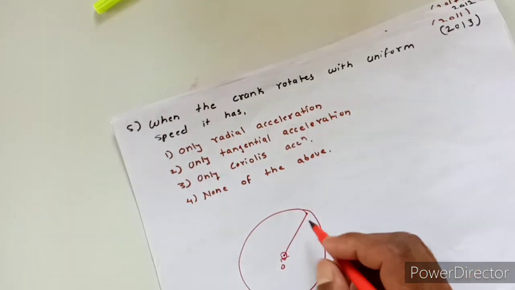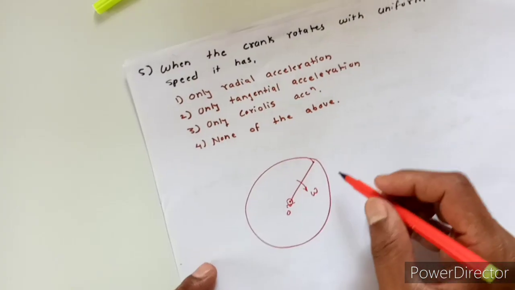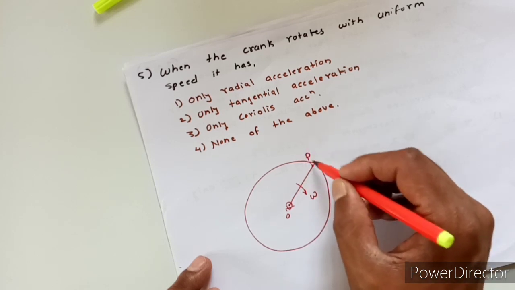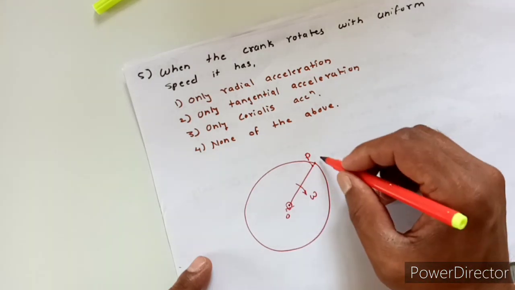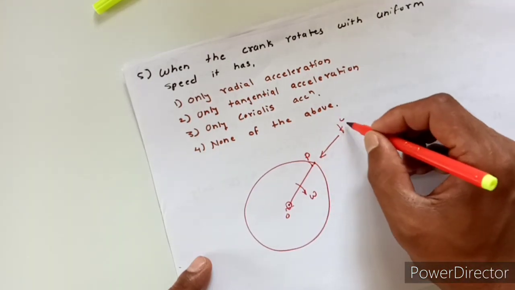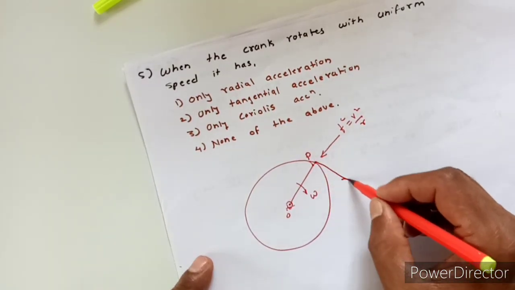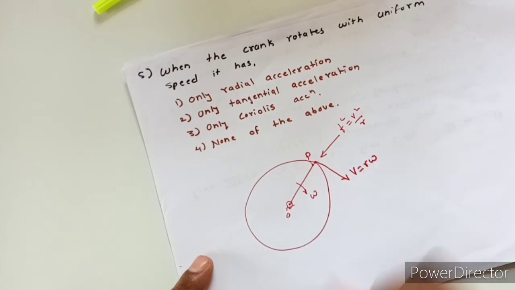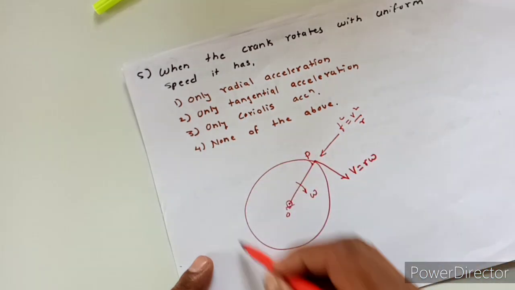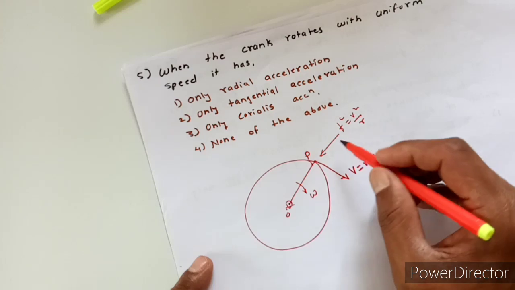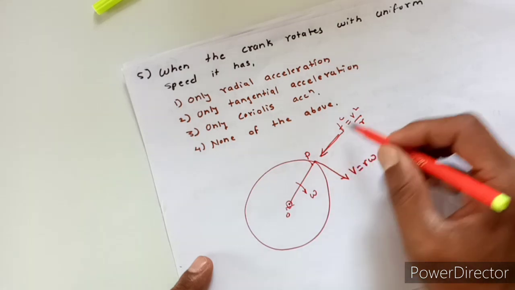Suppose this crank rotates with the uniform angular velocity of omega radian per second. Now we know that for every particle P rotating with uniform speed, there exists a centripetal component of acceleration, which accounts for the change in direction of the linear velocity of the rotating particle. So when this velocity vector v changes its direction while the particle P rotates on the circumference of the circle, to account for the change in direction of this vector, there exists the centripetal or radial component of acceleration.